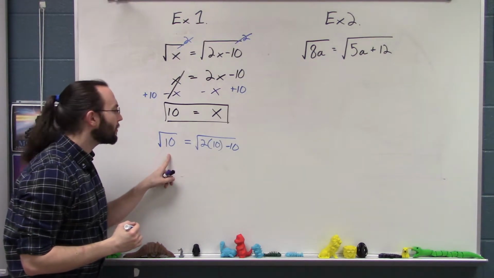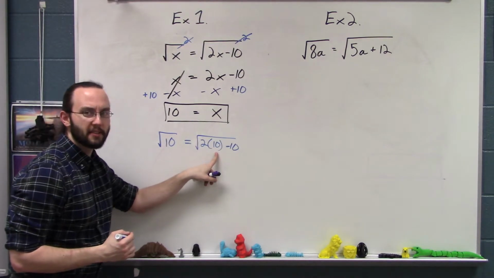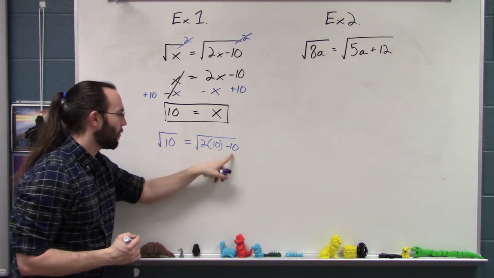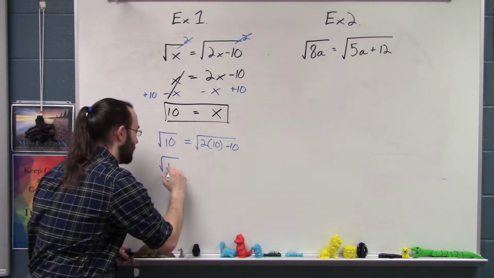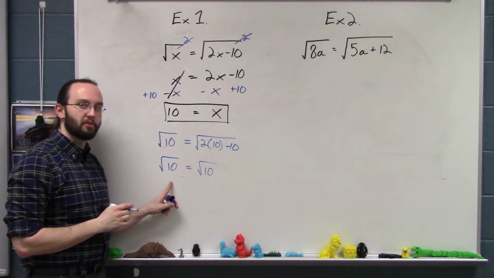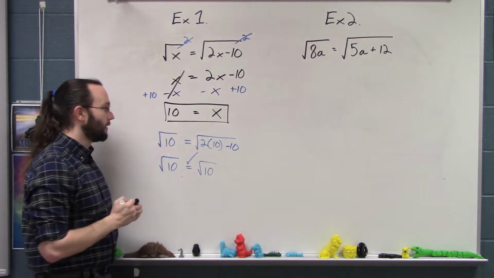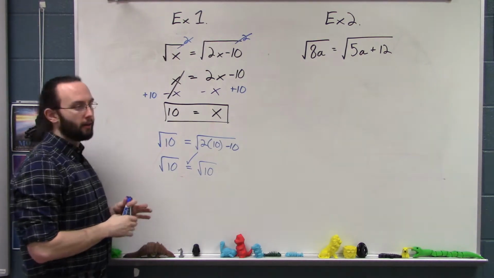So, square root of 10, on the right we have a little bit of work to do. 2 times 10 is 20, but 20 minus 10 is just 10. So this is a true statement. The square root of 10 does equal the square root of 10. We're good. This solution checks out.